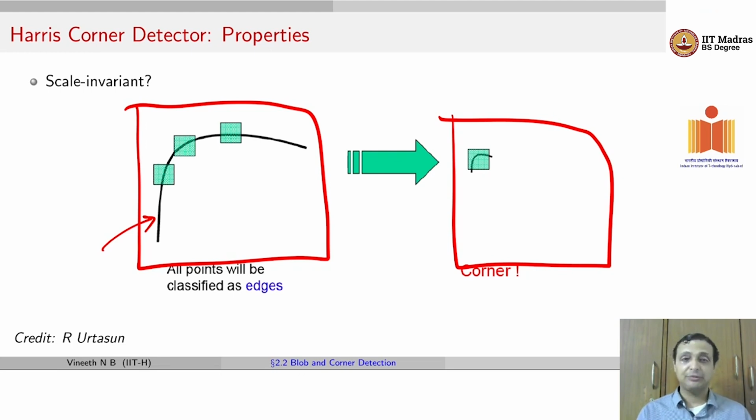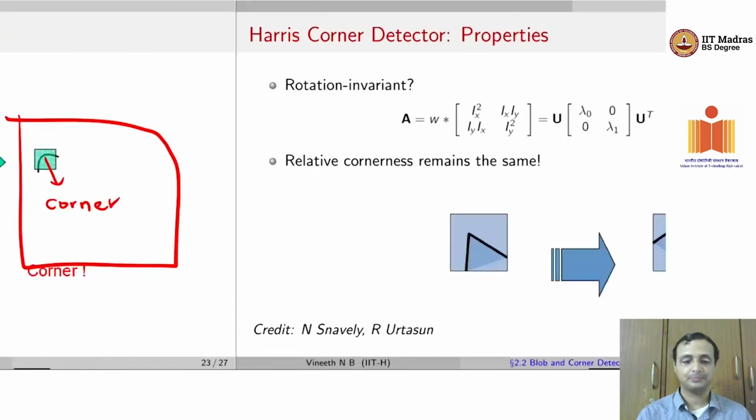In this particular case, if you observe, in the second image, this point would be considered a corner by the Harris corner detector. But in the first image, if you took the same size patch to do the autocorrelation, you would find that all of these would get categorized as edges and none of them would get categorized as corners, which means the Harris corner detector need not necessarily be scale invariant. How do you make it scale invariant? We'll talk about that later.